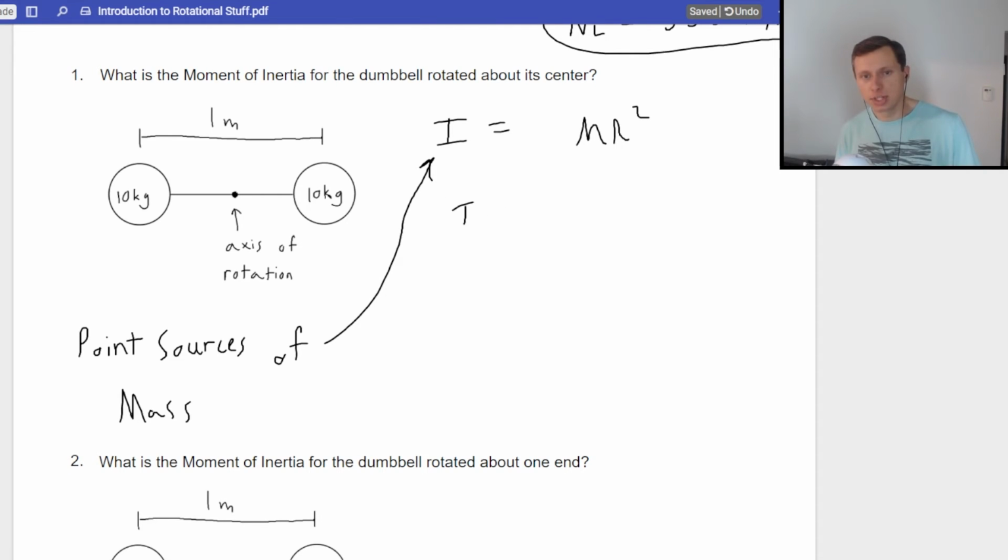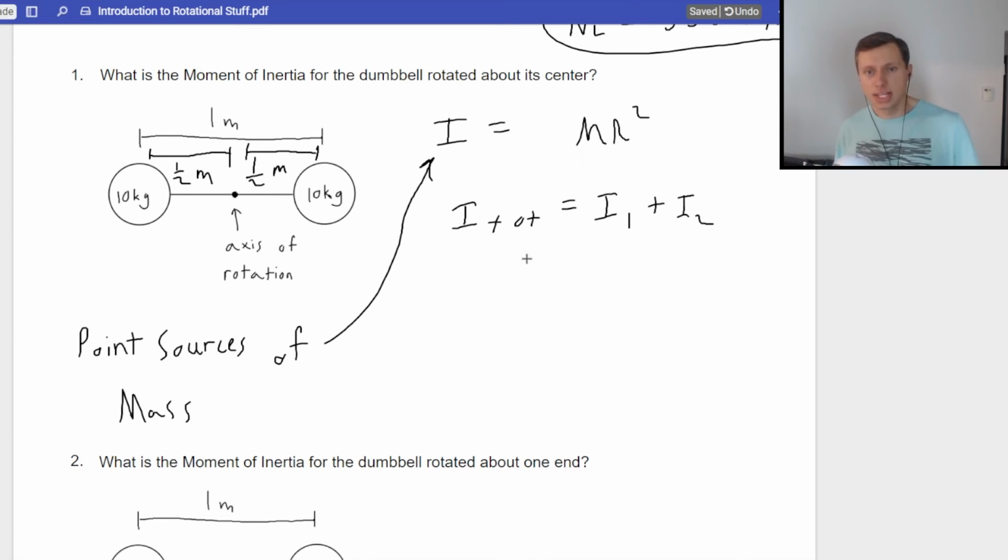Now again, if we want to find the total, we have to find I1 plus I2, the moment of inertia on the left plus the moment of inertia on the right. Luckily, this is symmetrical, so they will be equal. And we also know it's exactly in the center. Great. So this distance is 1/2 meter. This distance is 1/2 or 0.5 meters.